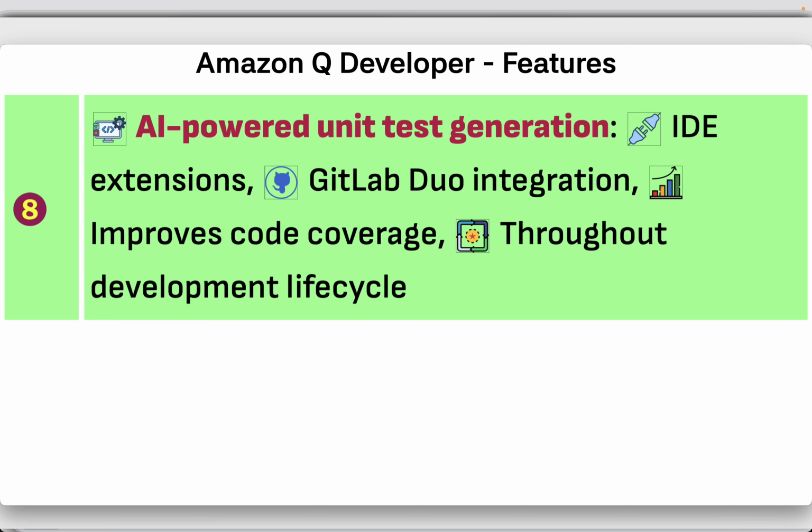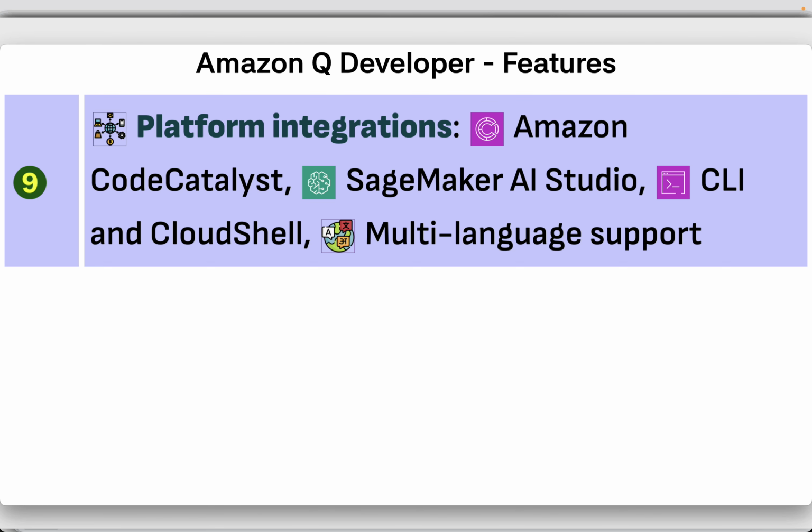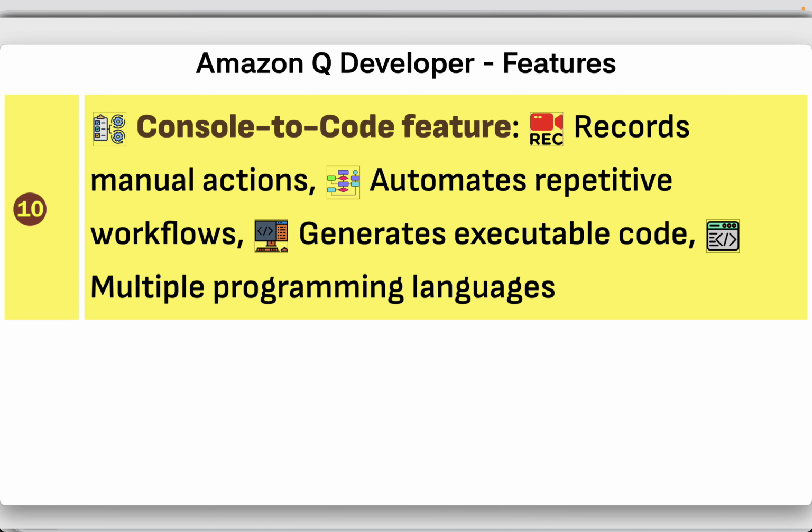AI-powered unit test generation is available in IDE extensions and GitLab Duo to improve code coverage throughout the software development lifecycle. Integration with Amazon Code Catalyst, SageMaker AI Studio, and command line interfaces, CLI and Cloud Shell, enables generative AI features for project management, ML workflows, and terminal interactions with multi-language support.